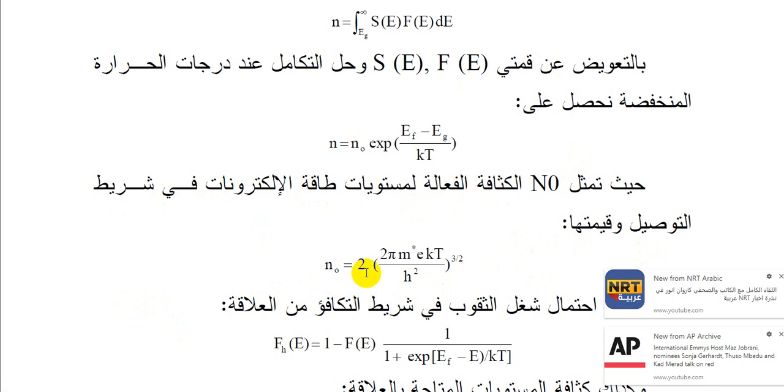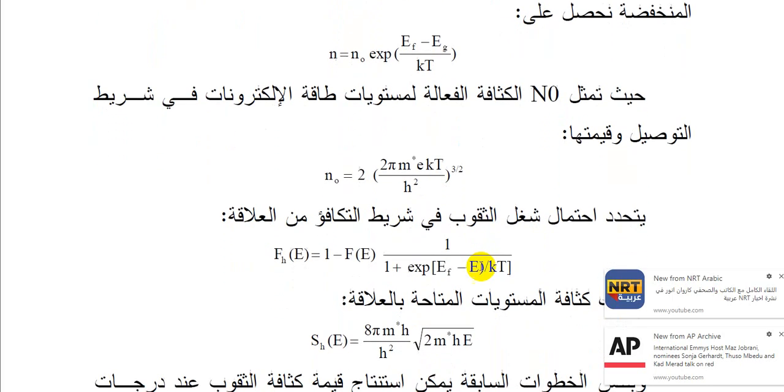N naught equals 2 times the effective mass times the charge of the electron times the Boltzmann constant times the absolute temperature, to the power of 3/2, as you can see right in front of you.